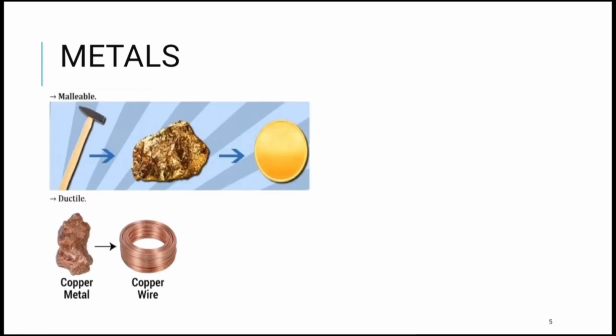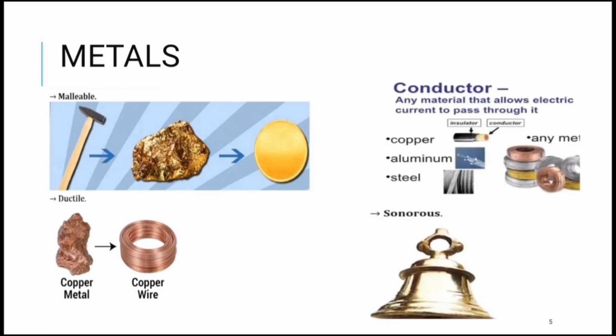In the first image you can see that there was a type of metal and it was beaten and converted into thin sheets. This is the property of malleability. In the second picture you can see that there was a copper metal and it was converted into copper wire. And a conductor is any material that allows electric current to pass through it. Examples you can see here: copper, aluminium, steel.